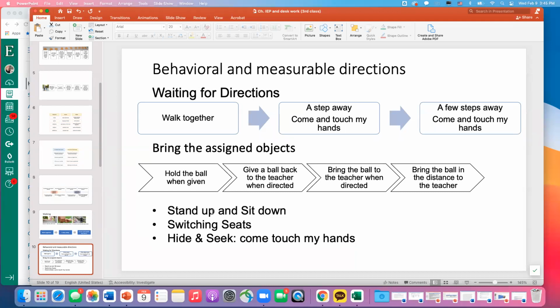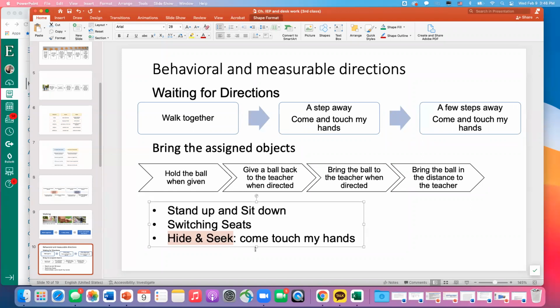I have hide and seek here. Many teachers play hide and seek. This is for the visual spatial relationship. We use hide and seek inside and outside, and we also do it with an object.